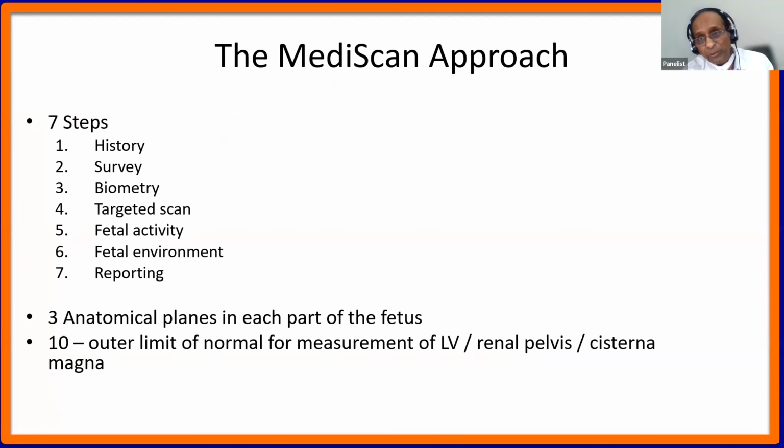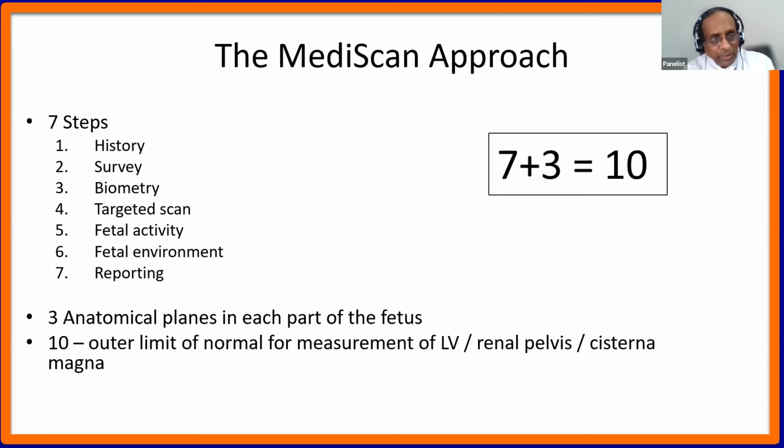Now, the Mediscan approach is slightly different. We have what is known as a 7+3 = 10 approach, which actually means there are 7 steps to the obstetric scan. That is, we emphasize a lot on history taking, because from the history, we know why the patient has come for scan and what is the question we need to answer for the scan. Second is the survey. Third is the biometry. Fourth step is the targeted scan. Fifth step is fetal activity, fetal environment, and reporting.